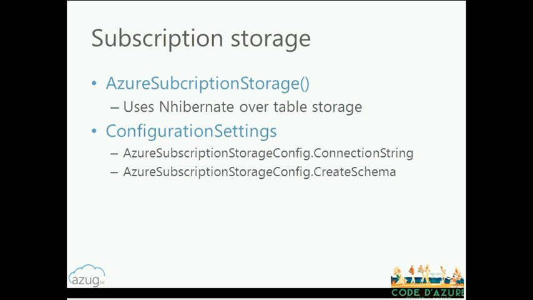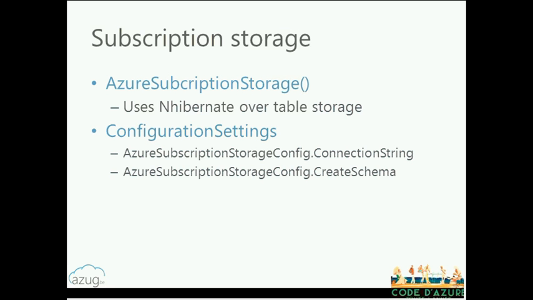But the first option is subscription storage itself. You enable that by specifying Azure subscription storage as a method. This will do some trickery using NHibernate over table storage. So I wrote an NHibernate driver that can run on top of table storage instead of on top of a relational database. And that way I could reuse a lot of the old NServiceBus and NHibernate related code for NServiceBus in order to implement subscription storage.